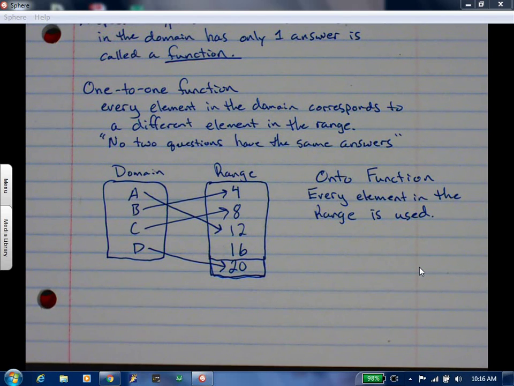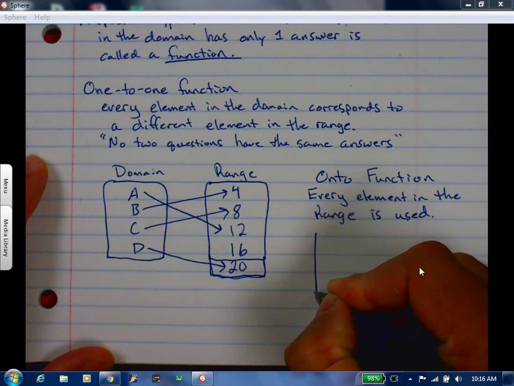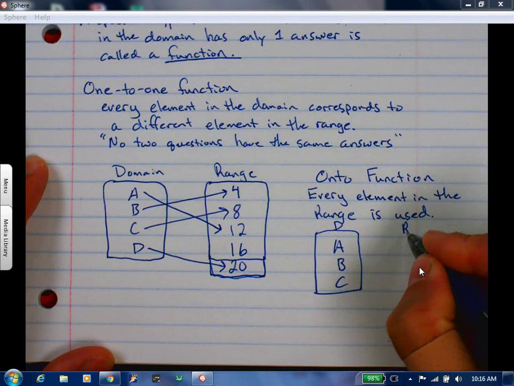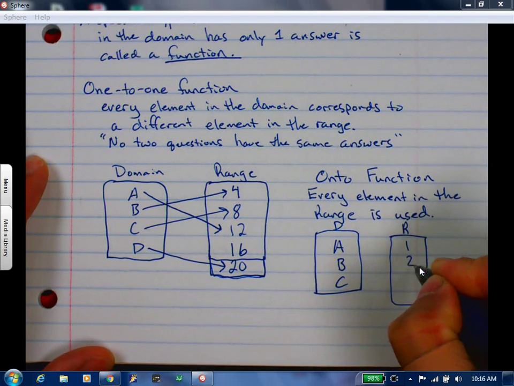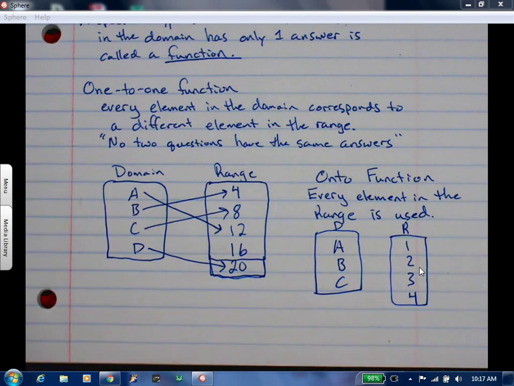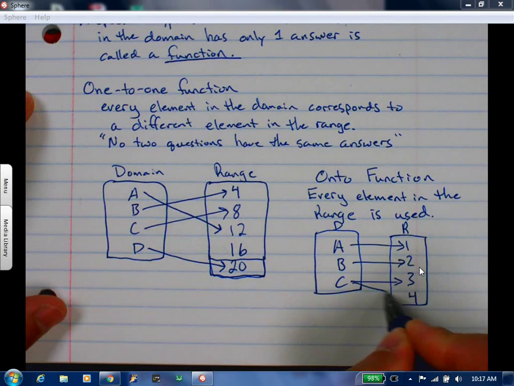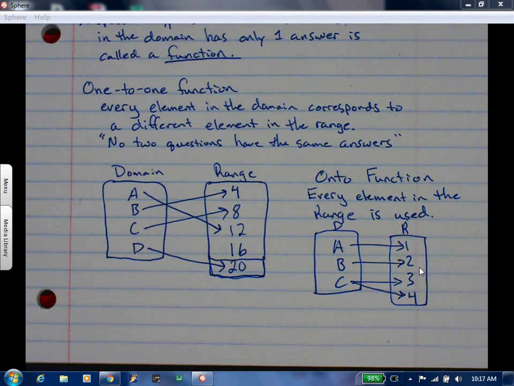Okay. So an onto function is a domain. We'll just go A, B, C this time. Is there a range? We'll go 1, 2, 3, 4. So now if I match them up, C would have to go to 2 of them, right? To make it an onto. I did it backwards. Okay.